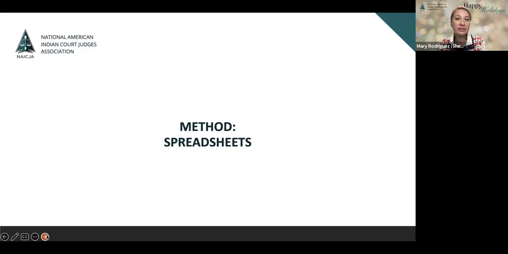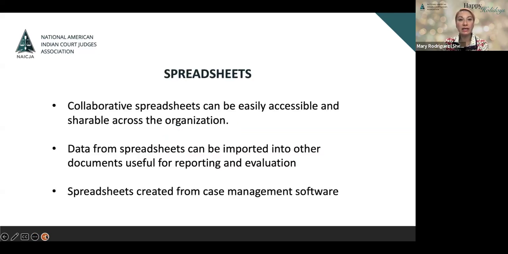The next method we talk about is spreadsheets. This is just a way you can organize data and collaborate on spreadsheets between folks in your organization. They can be shareable across the organization. They could be imported into other documents, which makes them useful.